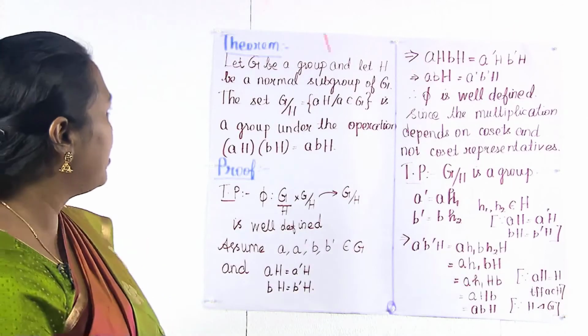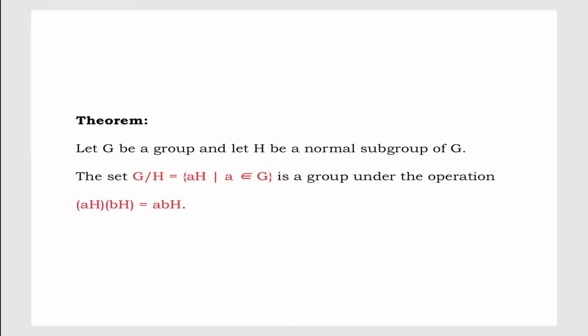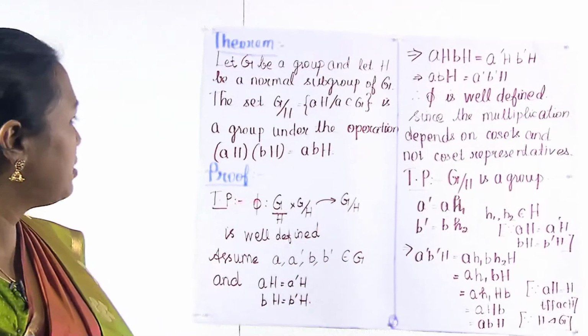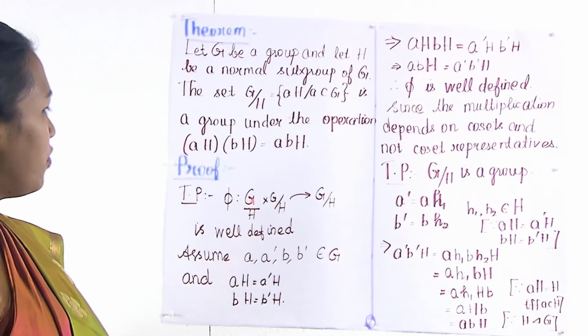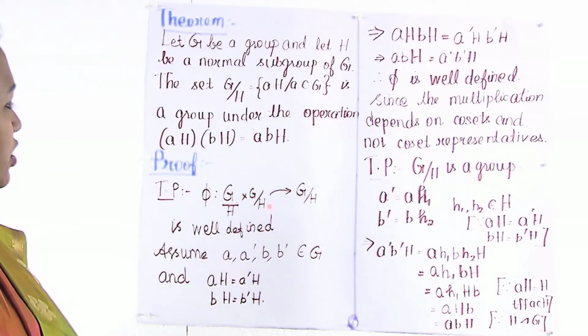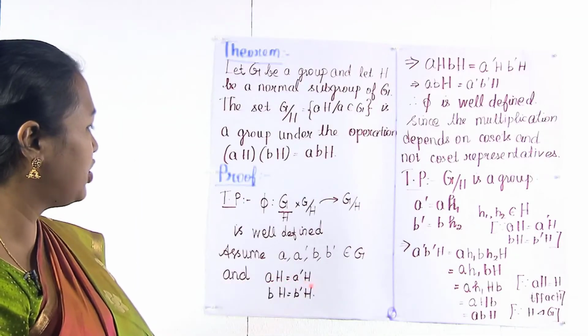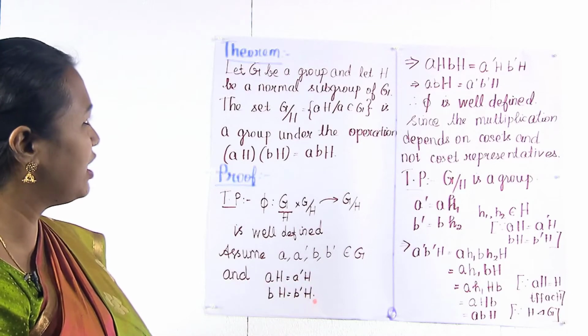Now, we shall see a theorem. Let G be a group and let H be a normal subgroup of G. The set G/H is equal to the set of all elements aH such that a belongs to G. This is a group under the operation aH times bH is equal to abH. Let us prove that this function phi from G/H times G/H going to G/H is well defined. Let us assume that the elements a', b' belong to G, and aH is equal to a'H and bH is equal to b'H.